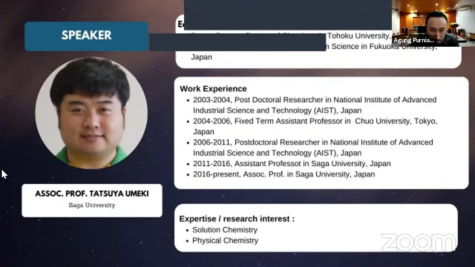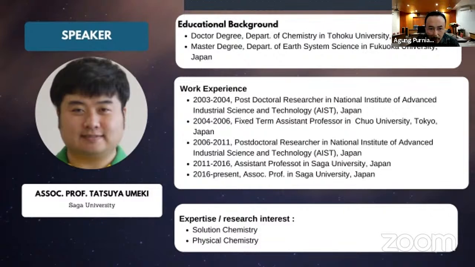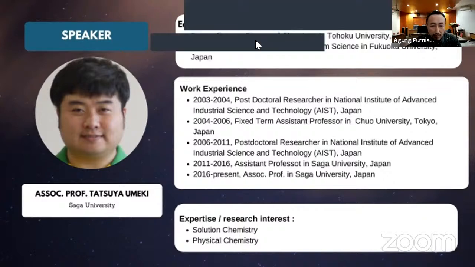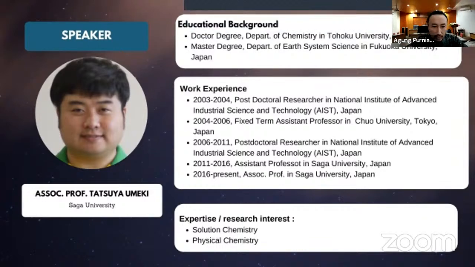He also has very good work experience. Starting from 2003 to 2004, postdoctoral researcher at the National Institute of Advanced Industrial Science and Technology, Japan, and fixed-term assistant professor at Chuo University, Tokyo, Japan. From 2004 until 2011, postdoctoral researcher at the National Institute of Advanced Industrial Science and Technology, Japan. And from 2011 until 2016 assistant professor at Saga University. And now he is associate professor at Saga University, Japan.